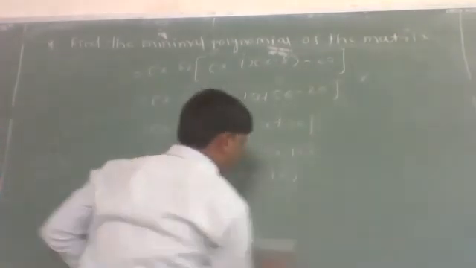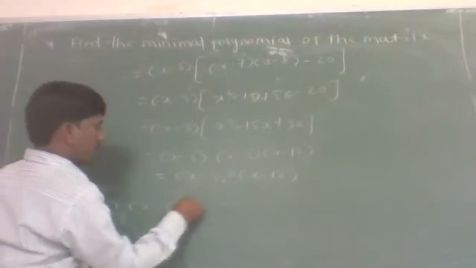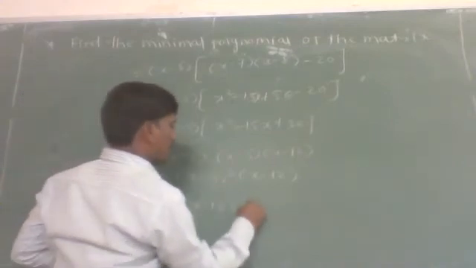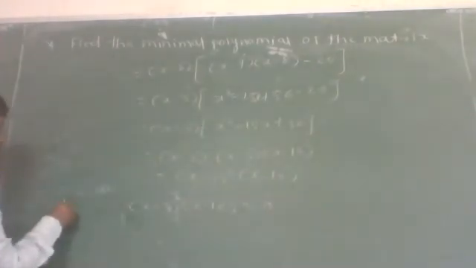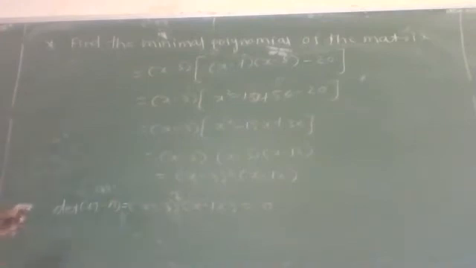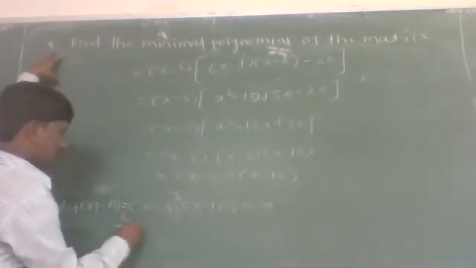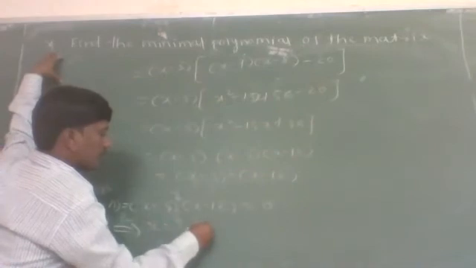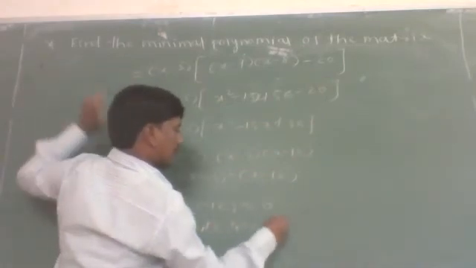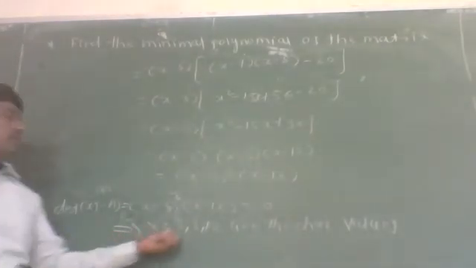So this one is the characteristic polynomial corresponding to matrix A. So the characteristic equation is x minus 3 whole square into x minus 12 equal to 0. That is, determinant of xI minus A equal to 0 is the characteristic equation corresponding to matrix A, which implies x equal to 3, 3 and 12 are the characteristic values.